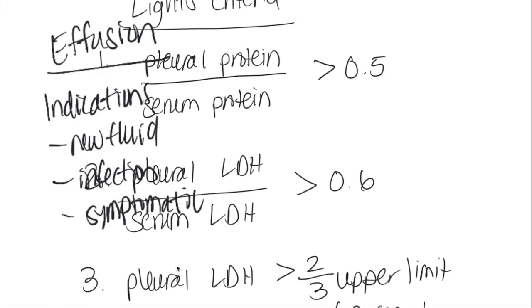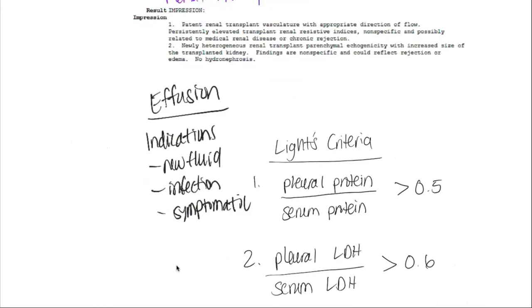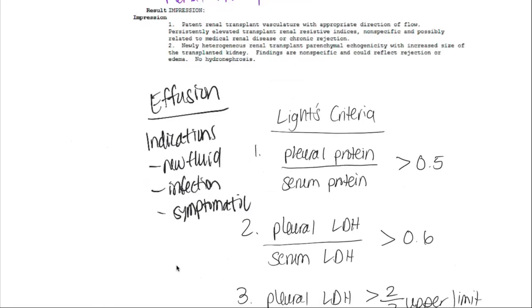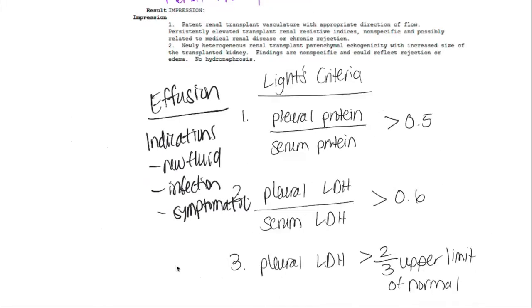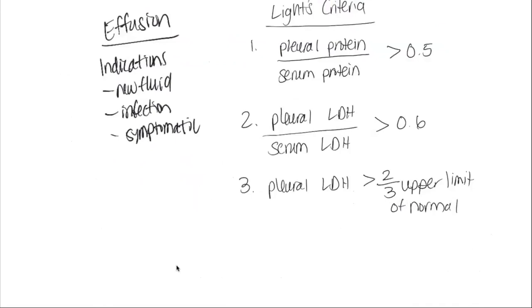Great. So that you don't have to memorize Light's criteria, you need your pleural protein and your serum protein. You need your pleural and serum LDH. And then our third criterion has to do with the upper limits of normal. Can I have someone talk me through how they define the different types of effusions? We're going to use Light's criteria. It could be a blank or blank.